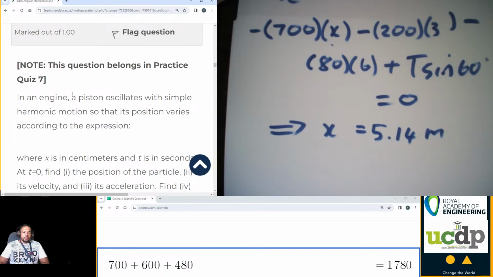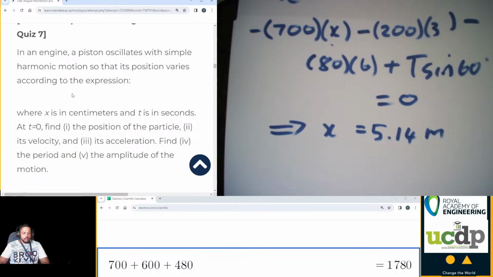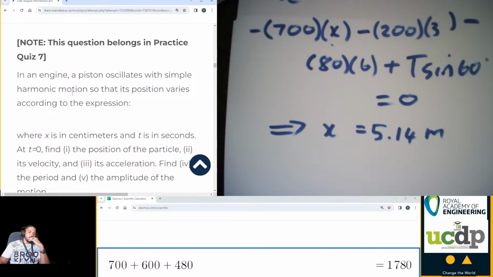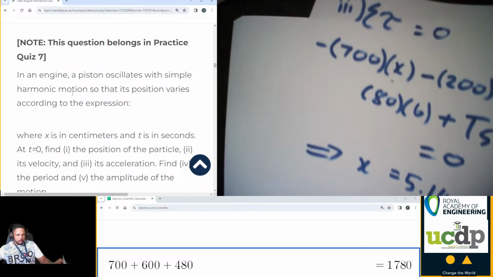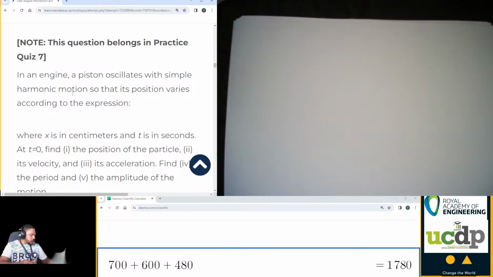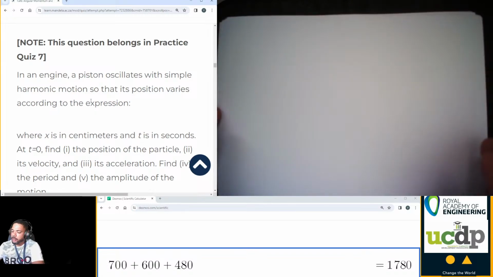Now, this particular problem has to do with harmonic oscillation or simple harmonic motion. And it is quite a nice problem. Let's look at it for a moment. Okay. Problem number 4. Let's look at it.